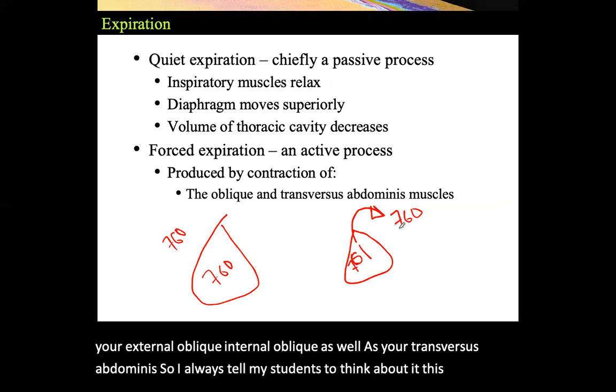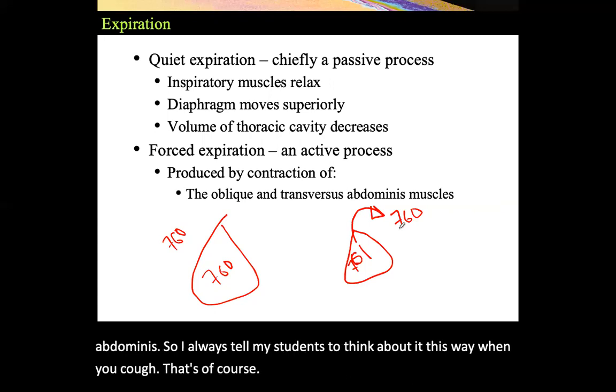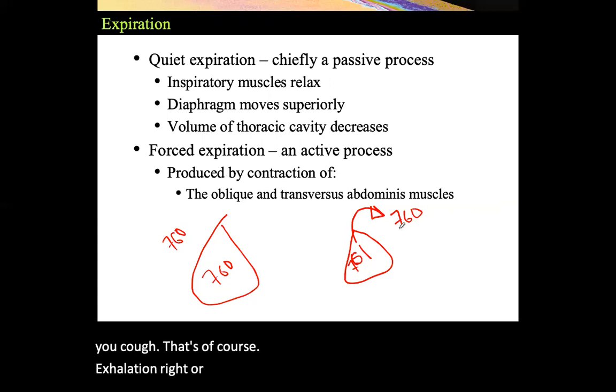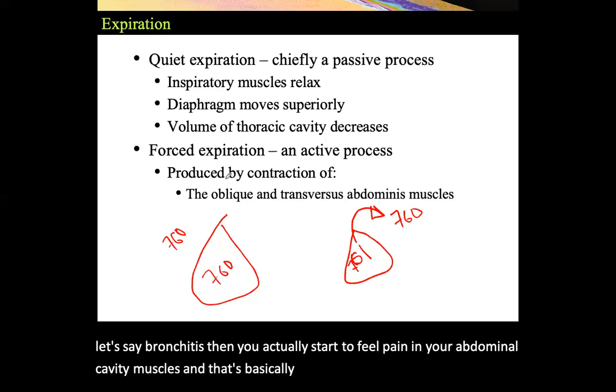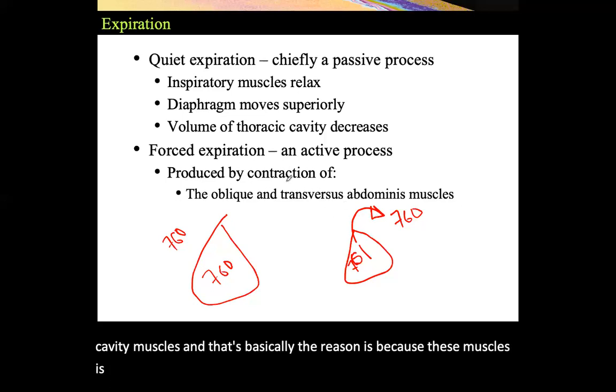When you cough, that's a forced exhalation, right? Or forced expiration. So if you cough a lot as a result of, let's say, bronchitis, then you actually start to feel pain in your abdominal muscles. And the reason is that these oblique muscles and the transverse abdominis muscles are overworked, which basically causes the pain.